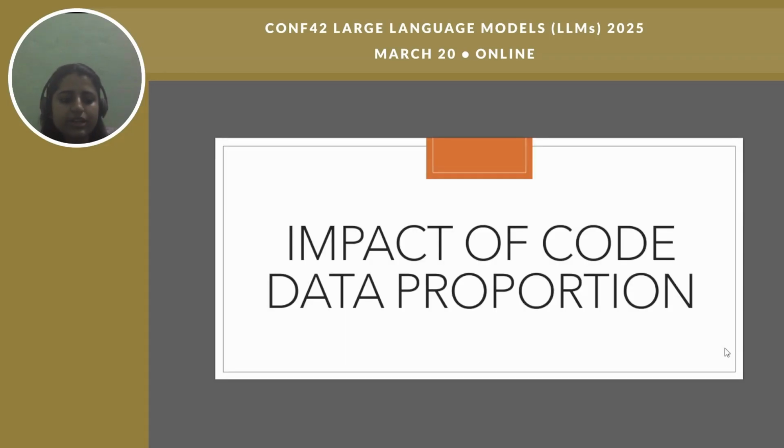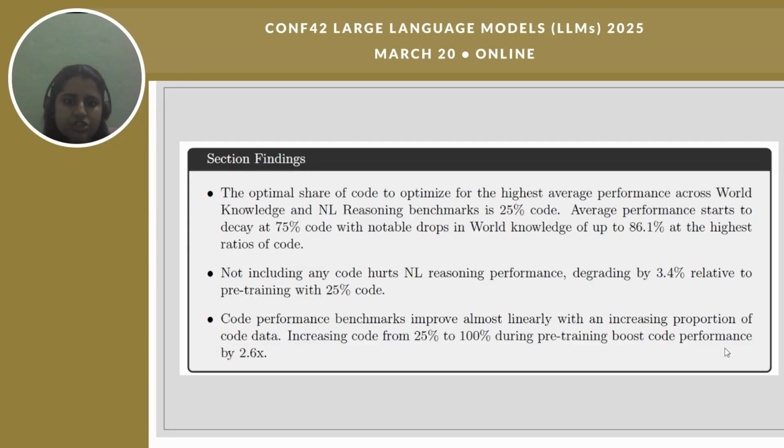Then we have code data proportion in pre-training. Here we train six models for 200 billion tokens with increasing code proportions such as 0%, 25%, 50%, 75%, 90%, and 100%.